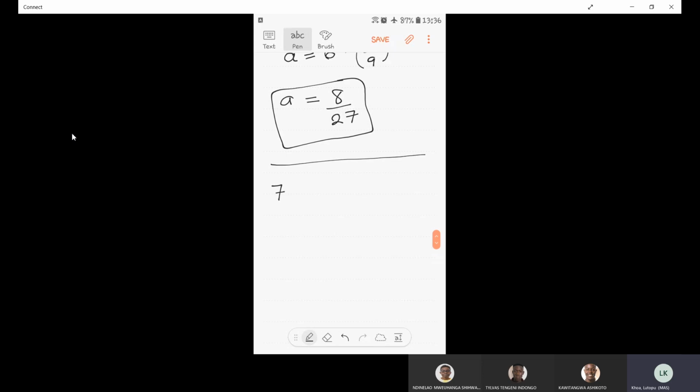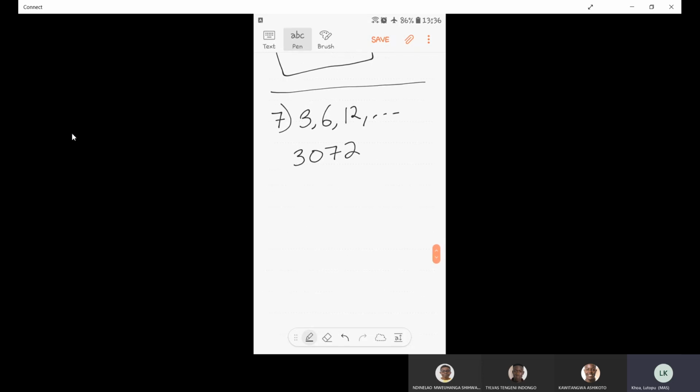And with number 7, we are given a sequence 3, 6, 12. Then we say the sequence goes on, and then we stop at 3072. Now we're asked how many terms do I have in the sequence that stops at 3072. So to work this out, I need to know what my A is. That is simple because I can just see it. There it is. So I say my A is equal to 3. I also need R. R is the ratio between term number 2 and term number 1. So I say 6 divided by 3. This is equal to 2.